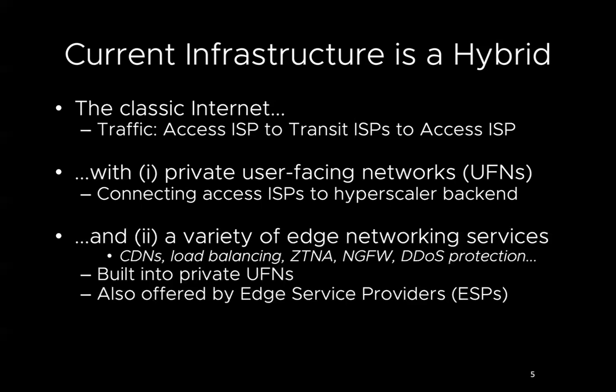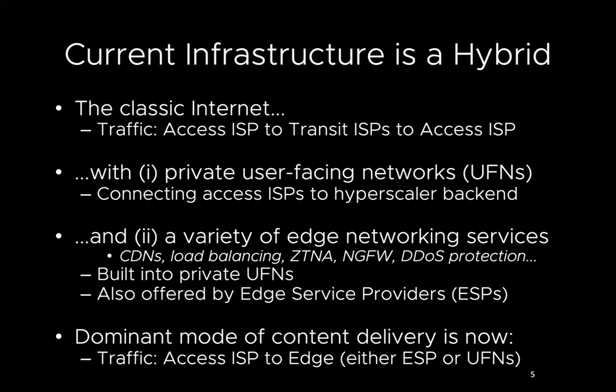Second, there are now a variety of edge networking services, things like CDNs and zero trust network access and DDoS protection. Some of these services are built into the private UFNs, and there are now third-party edge service providers, or ESPs, that offer these edge networking services commercially. ESPs include Cloudflare, Fastly, Akamai, and many more.